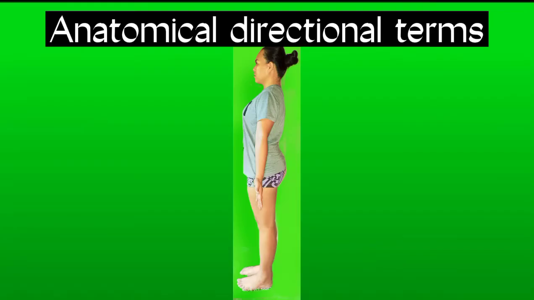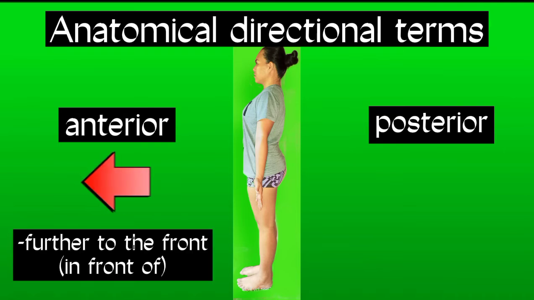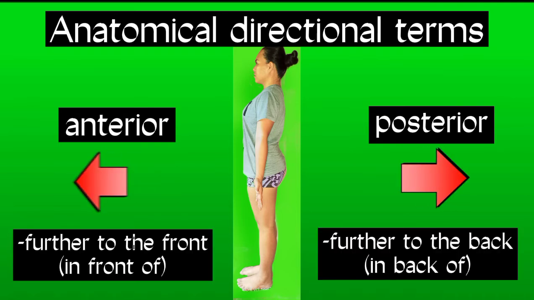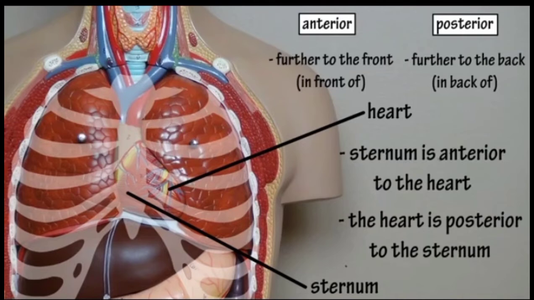Next is anterior and posterior. Anterior means farther to the front or in the front of. Posterior means farther to the back or in the back of. So we would say the sternum is anterior to the heart, and the heart is posterior to the sternum.